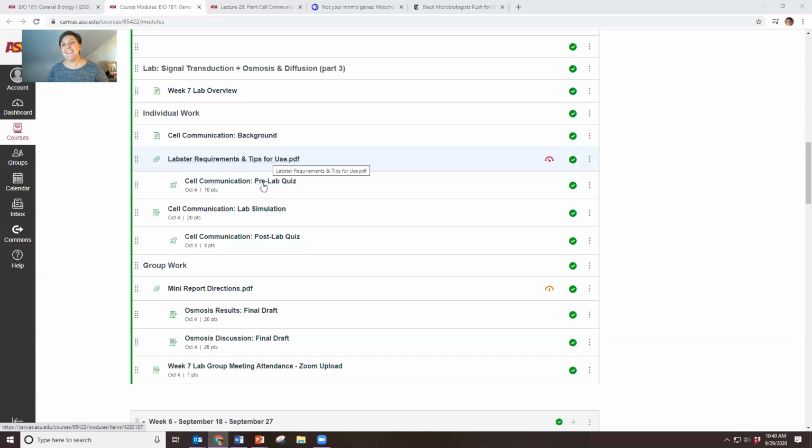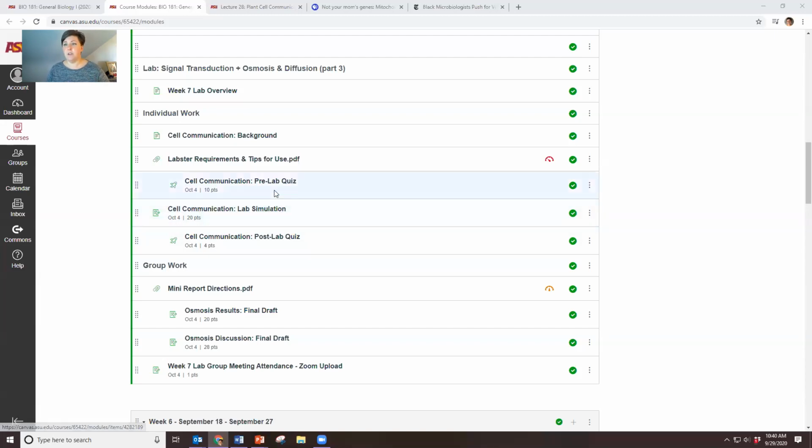And then after you perform the simulation, there's a very quick post-lab quiz, 4 questions. You'll notice that when you go through the simulation, you'll be participating in the lab, and it'll ask you a question about what you're doing or why it matters. The questions in the post-lab quiz are taken directly from the simulation. They're more general questions about cell communication, but they are questions that you will be asked during the simulation. So just pay attention to what you're doing throughout the simulation, why you're doing it, stuff like that.